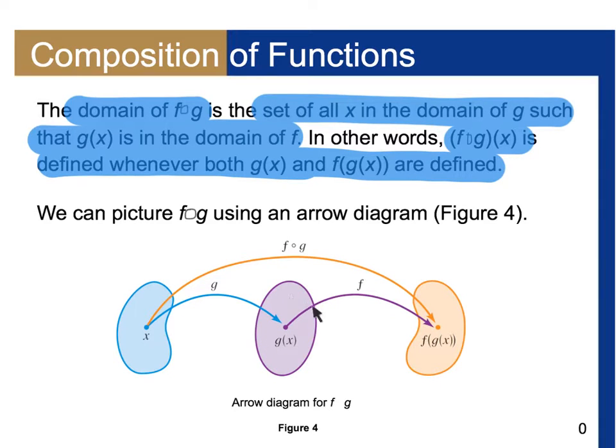So we have to think what outputs work to go into f. You know, what outputs of g of x will go into f. Okay, so here's our x, goes into g of x first, then that output goes into f. So that's how we get f of g of x, and that composition is the whole process there.